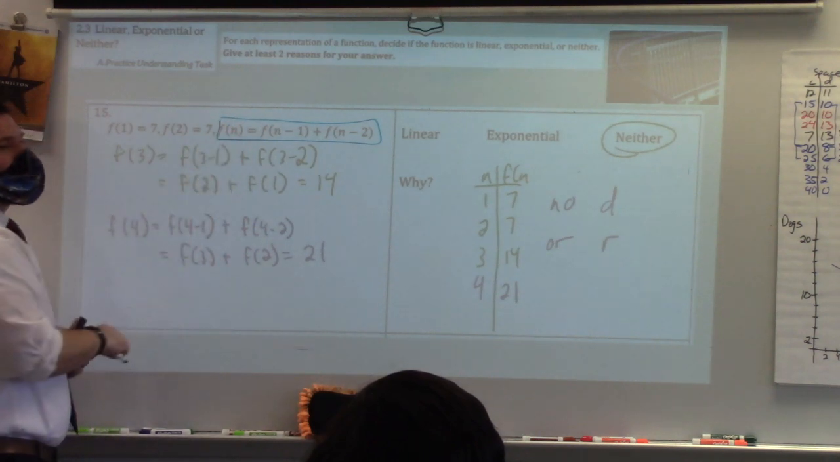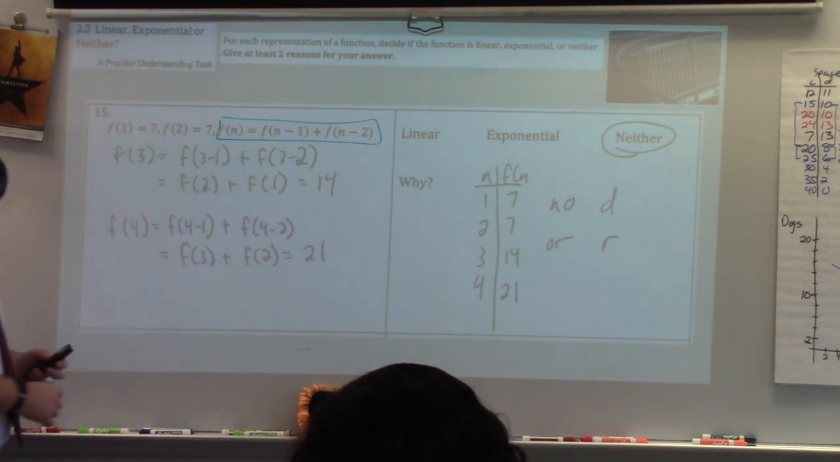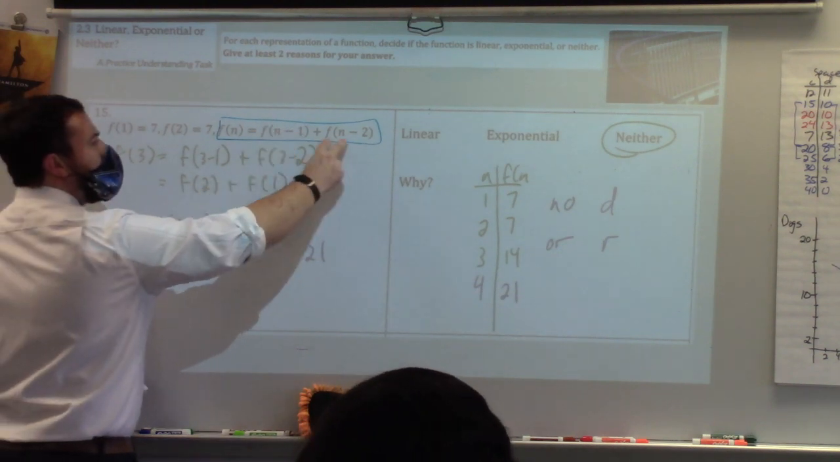The current value is based on what values? The previous. What type of equation is it? No. That's a type of function or sequence. What type of equation is where the current value is based on the previous values? Recursive. Recursive, right? The current is based on 1 before and 2 before.